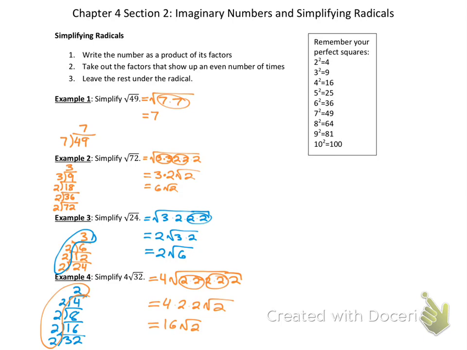So anytime you have a number under a radical, you put it to the side and start dividing it by small numbers. Start with 2, then try 3, 5, 7.